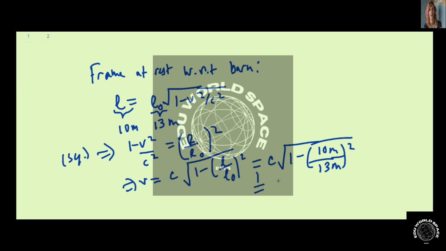And this works out to be 0.639 c. So in this frame, yes, it can fit. So interesting problem here, but knowing special relativity well enough can help you answer this.